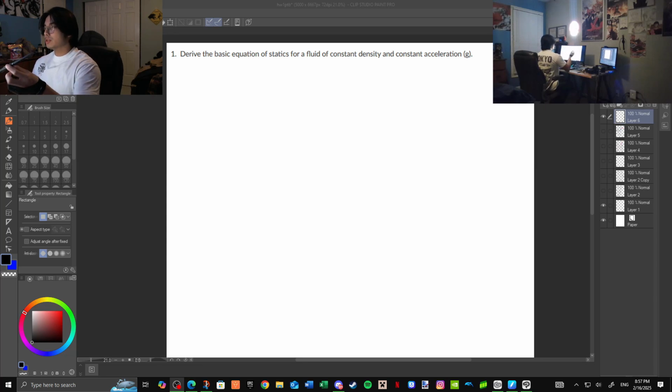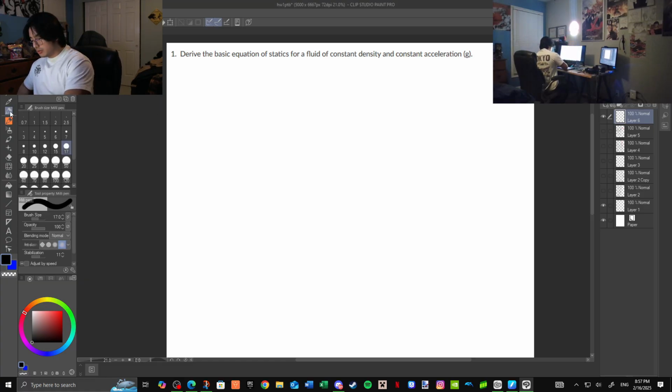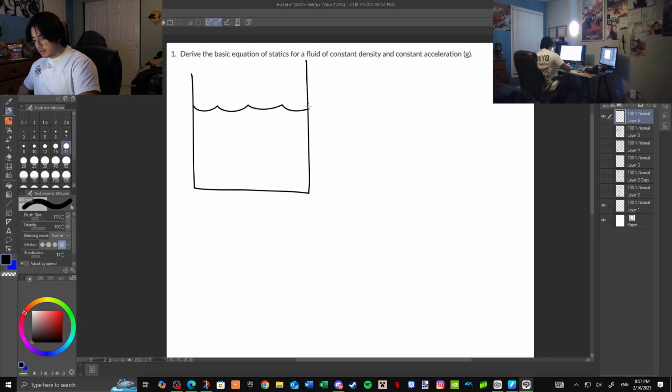Derive the basic equation of statics for a fluid of constant density and constant acceleration. So I'm going to start with drawing a figure. We have a container filled with a specific fluid, which has a density of rho, and we also have a figure. In this scenario, it's just going to be a cube, and it's going to be at a depth of h. The top of the surface will have a depth of h.